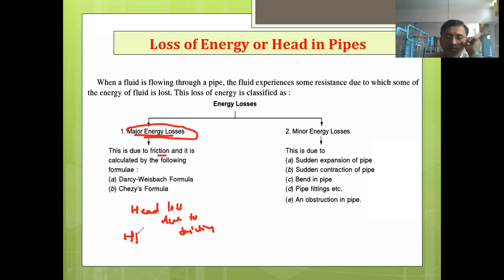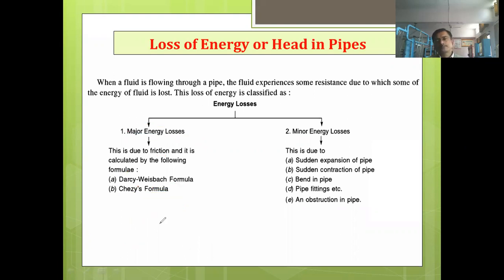It is generally denoted by hf. It is calculated by formulas like the Darcy Weisbach equation. The equations that we saw earlier we will now see in detail here. It is given by the Darcy Weisbach equation and this can also be obtained by using Chezy's formula. These are the two formulas with the help of which we can find the major losses.